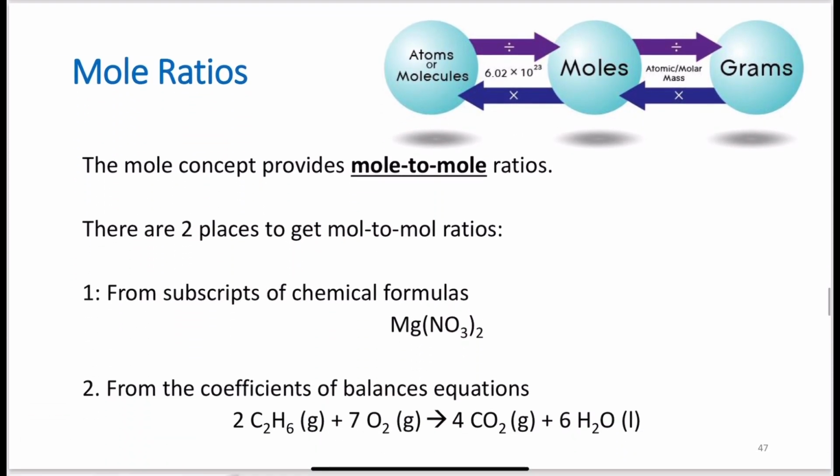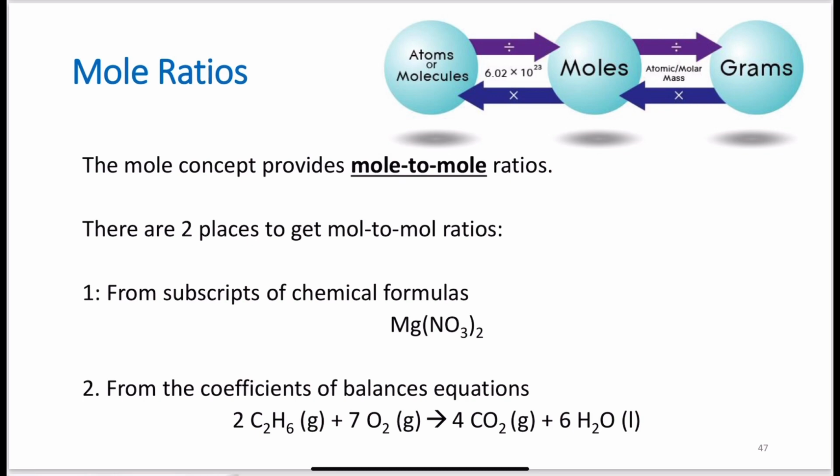So another thing we need to think about is multiple ratios. A multiple ratio is telling me how many of one species I have to how many of another. We should be able to do these looking within formulas or balanced equations, and this is a big part of chemistry. There are 2 places we get multiple ratios: from the subscripts of your chemical formulas and from the coefficients of balanced reactions. What do I mean by that?